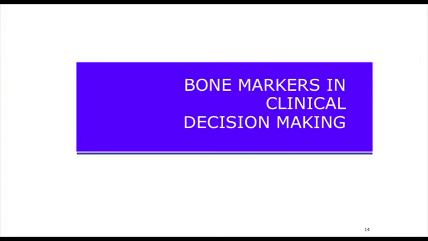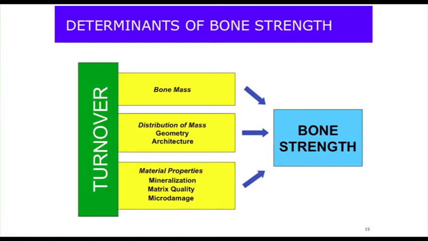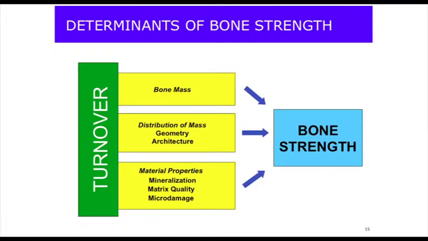In clinical decision making, you cannot make the diagnosis of osteoporosis based on bone markers. But bone strength, that is the ultimate result and the decrease of which results in osteoporotic fracture, is a mixture of the amount of bone, the distribution of bone mass, bone architecture, and finally bone material properties. Numerous studies have shown that bone turnover affects all three of these. That's probably why bone turnover markers are so informative in clinical practice.